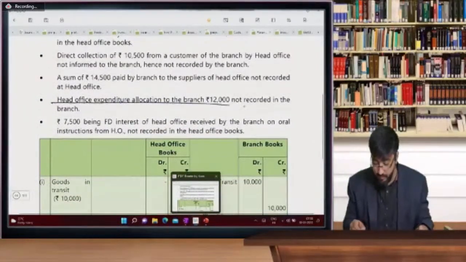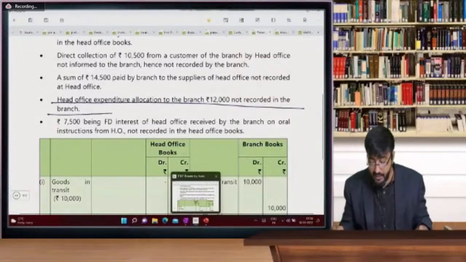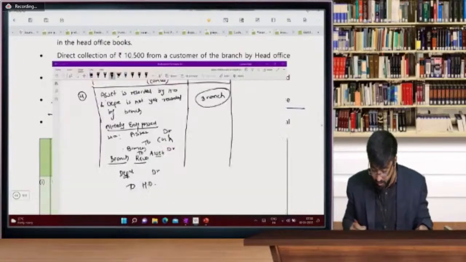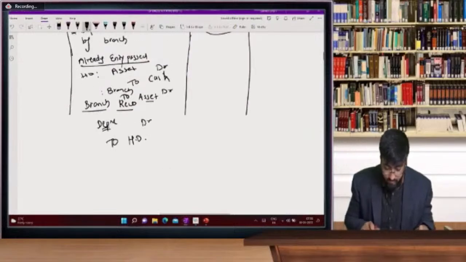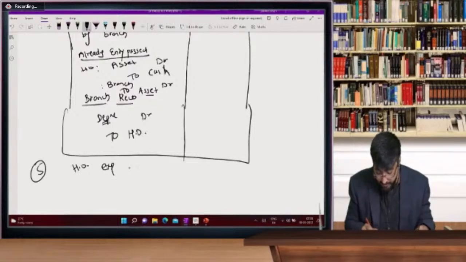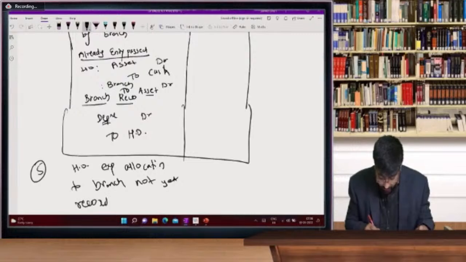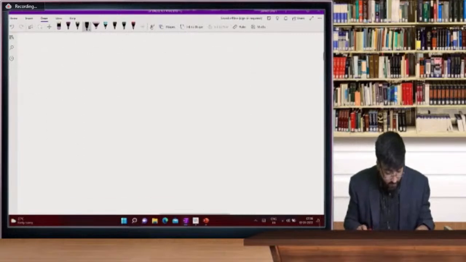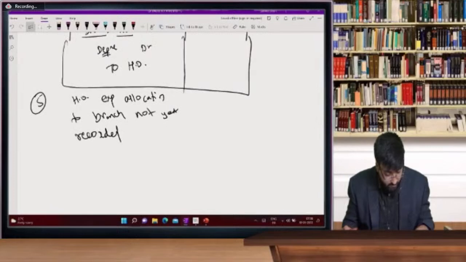Next one, head office expenditure allocation to branch, not yet recorded by branch.